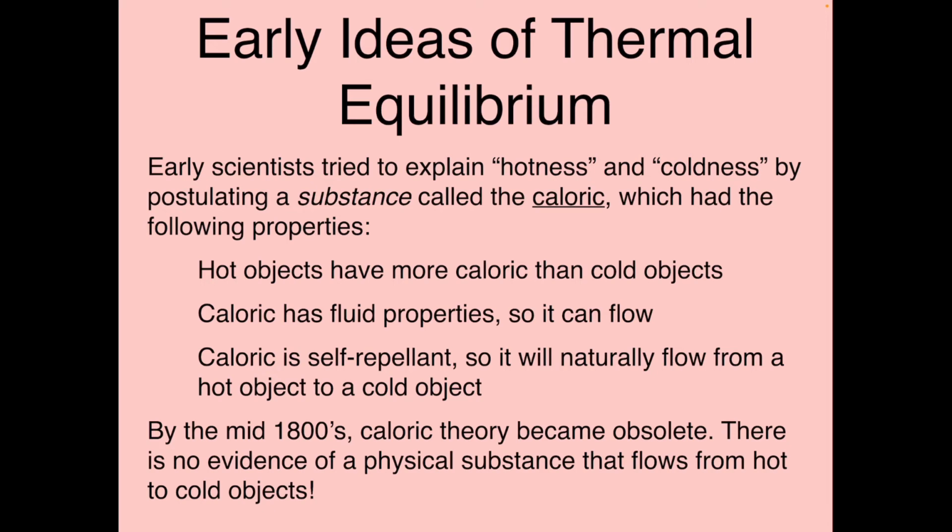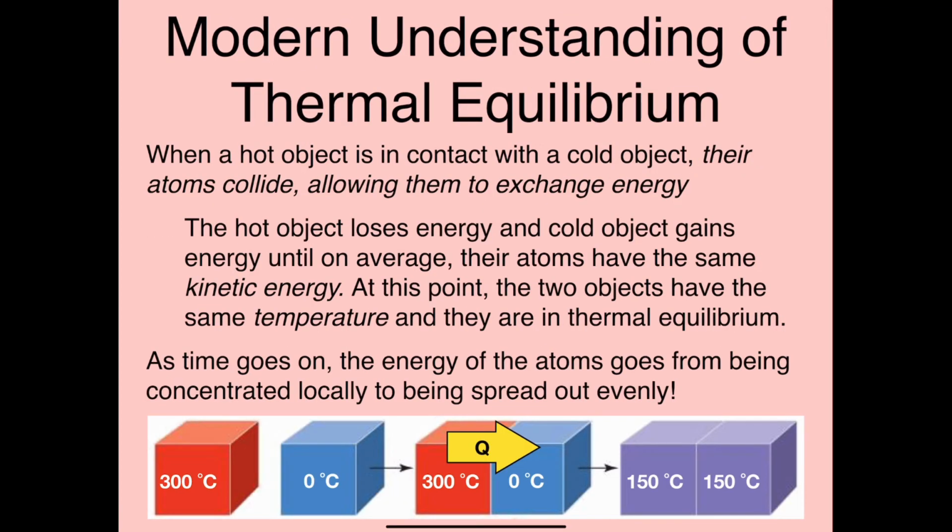It became very clear that there is no such thing as the caloric, and there's no physical substance that moves around from hot objects to cold objects. There's something a little bit more subtle going on. Okay, the caloric theory is not correct. So what is the correct way to think about this then? What is the modern understanding of thermal equilibrium that we should have?